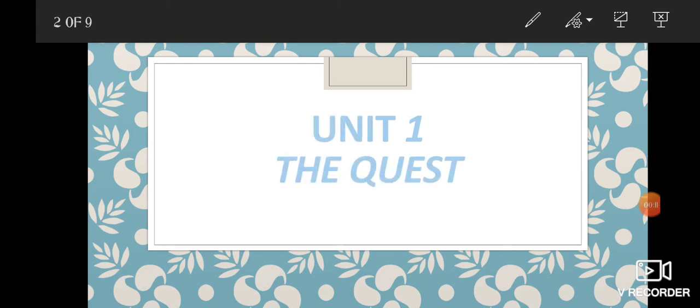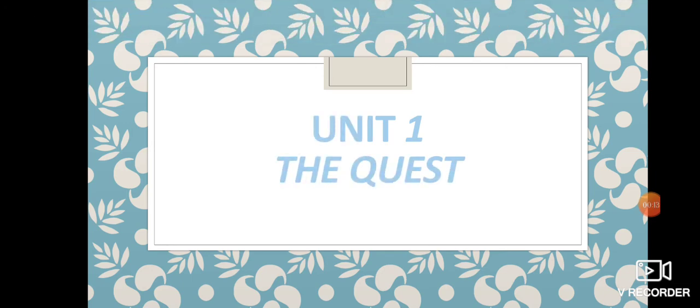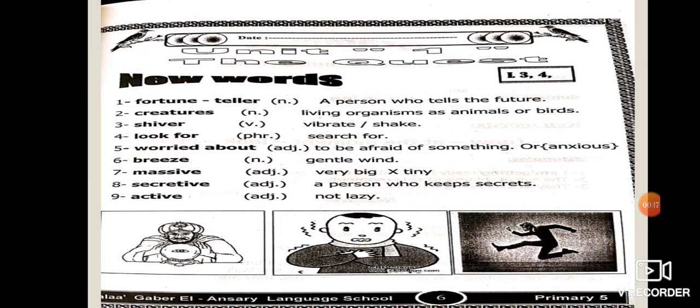Today we are going to complete Unit 1, The Quest. Now, open your booklet on page 6 and let's complete our unit.